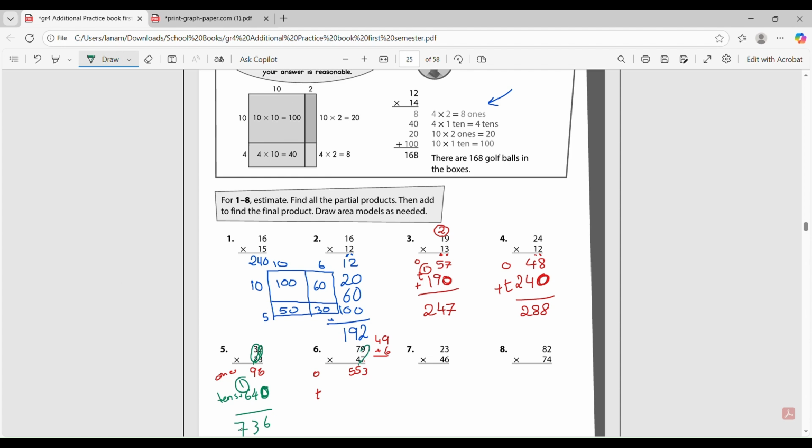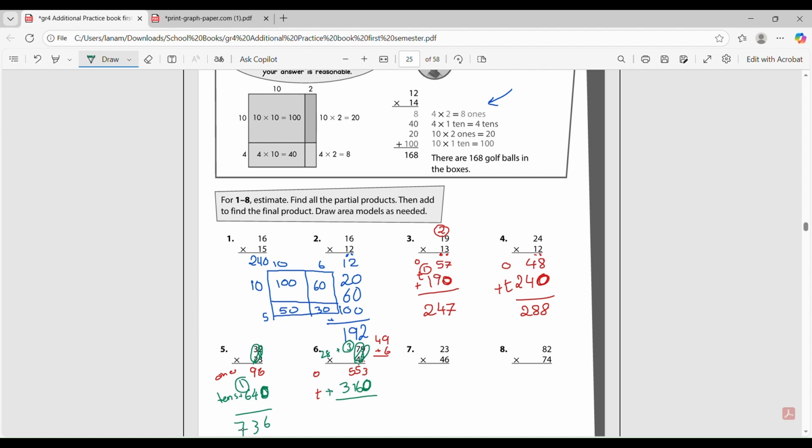So 4 times 9, don't forget to put the 0 because I have 0 ones. 4 times 9 is 36. I will write the 6 under the number. Now 4 times 7 is 28, but I have 3 here. I need to add 3. So it's going to be 31.